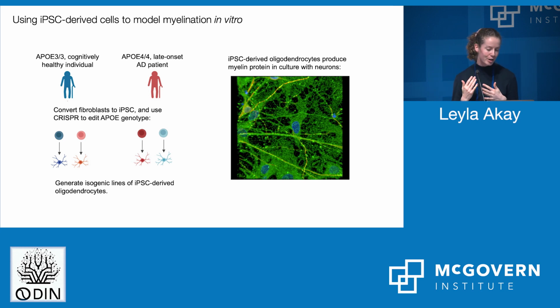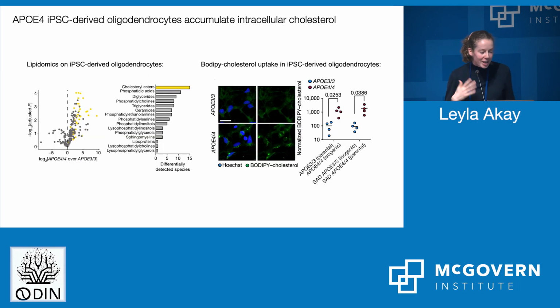And then we can use a combination of different growth factors to take these stem cells and direct them into an oligodendrocyte-like fate. And so the video I'm showing here on the right are these cells in culture with neurons, and you can see they start to produce the myelin basic protein, which is the hallmark of myelin. Because ApoE4 is a lipid transporter, we saw the signature of cholesterol dysregulation.